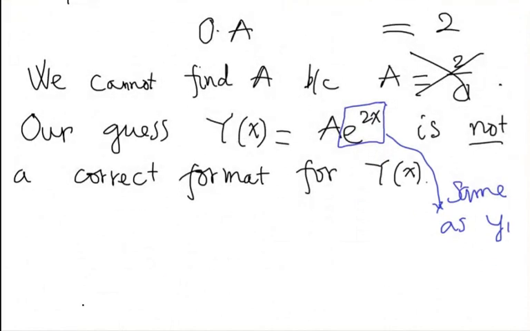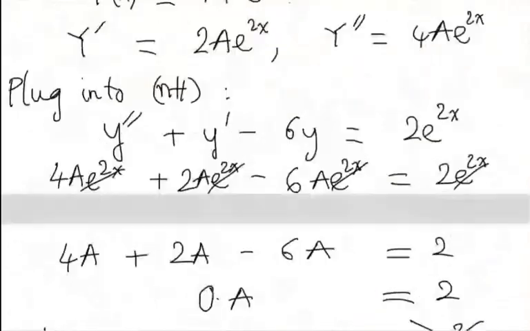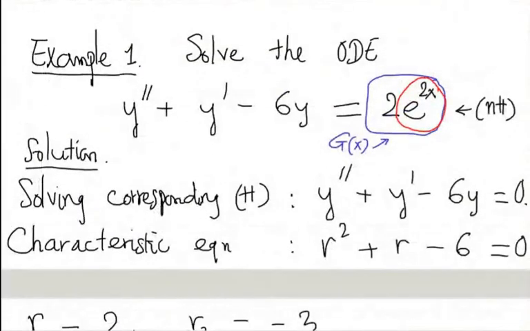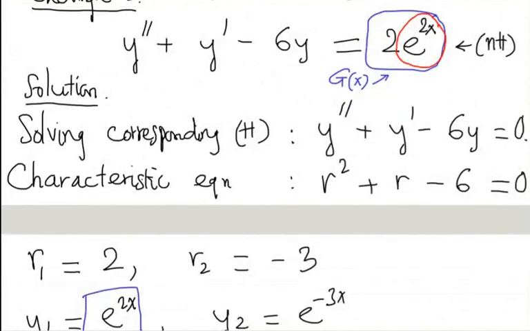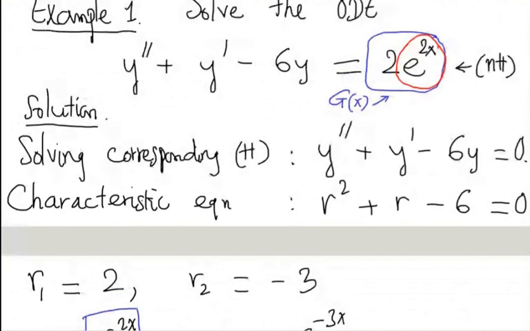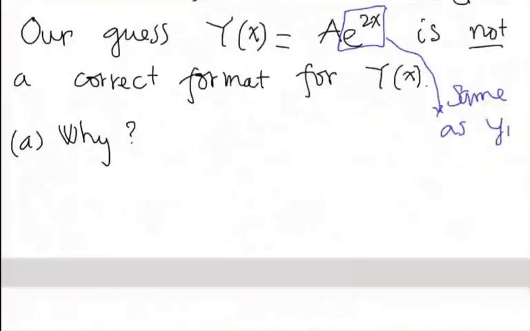So let me explain why it doesn't work. What happens when it doesn't work? Well, we guess capital Y to be a constant multiple of y1. But what is y1? y1 is a solution to the homogeneous equation. So in no way would a constant multiple of y1 solve the non-homogeneous equation. Because y1 solves the equation equal to 0, you cannot solve the equation equal to something different from 0. That's why it doesn't work.